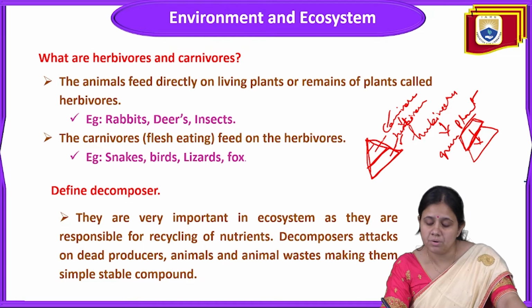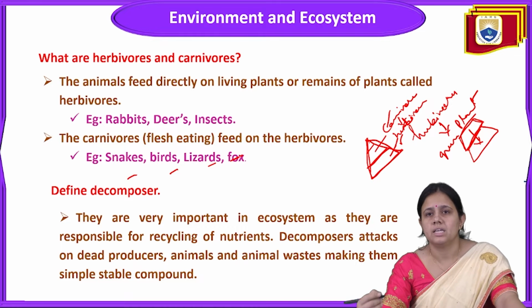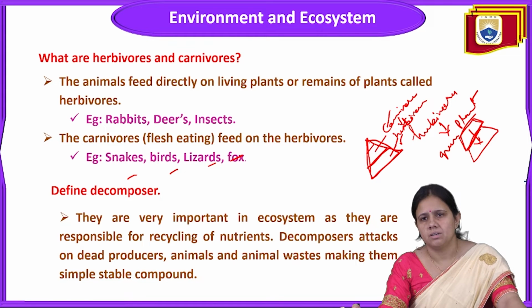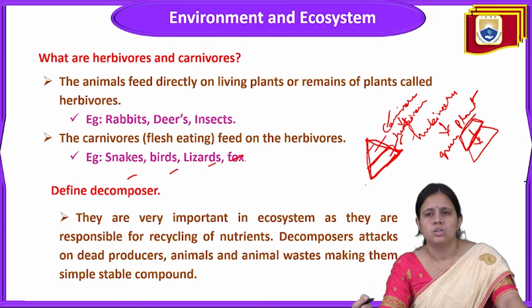Examples of carnivores are snake, birds, lizard and fox. These are examples of carnivorous animals, meaning they are flesh eating animals. They feed on the herbivores, and herbivores are present at the lower base of an ecosystem, so carnivores are of the higher trophic level.